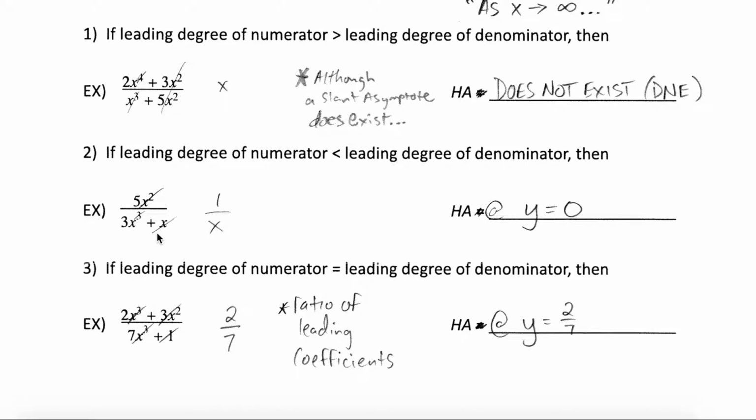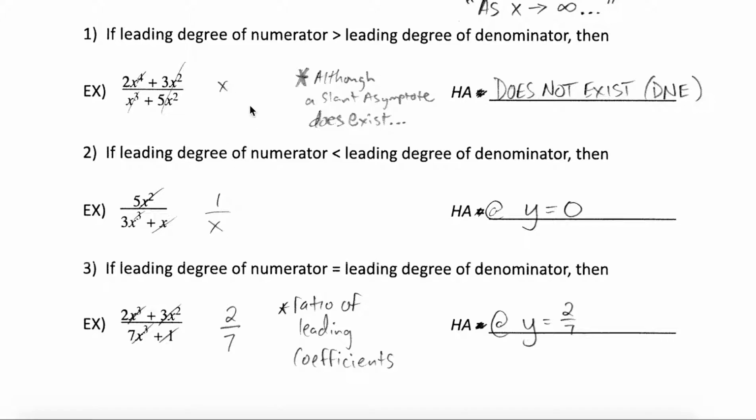Another thing that could happen is we could have the leading degree on the bottom be bigger than the leading degree on the numerator. And in that case, our horizontal asymptote is always going to be at y equals 0, which is just the x-axis. So you'll have a horizontal asymptote occurring at the x-axis if the bottom leading degree is more than the top.